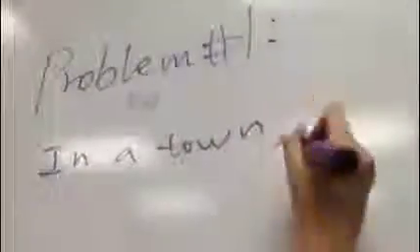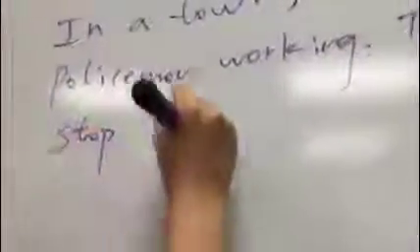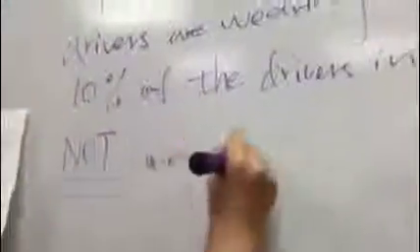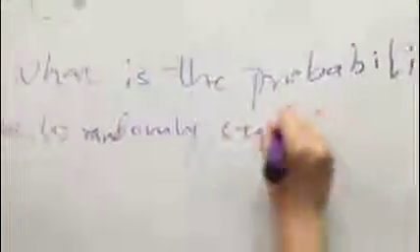Let's look at some problems. Let's say in a town there are two policemen working. They randomly stop cars to check if the drivers are wearing seatbelts or not. In this town, 10% of the drivers do not wear seatbelts. What is the probability that in 10 randomly selected cars, 2 of the car drivers are not wearing seatbelts?